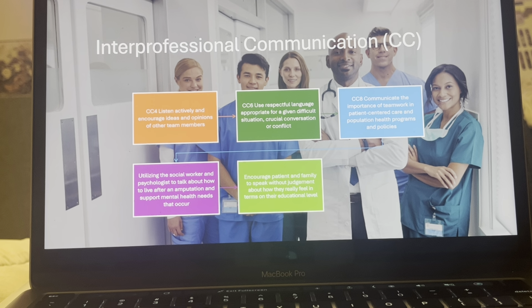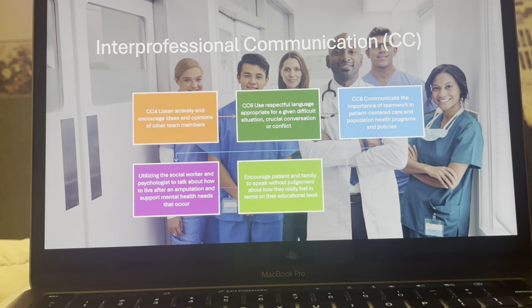We communicate in CC8 the importance of teamwork and patient-centered care and population policies. We encourage the patient and family to speak without judgment, how they really feel in terms of their educational level. You're not going to do any good using big old words that they don't understand. So we all need to get together and talk about what has worked for him. Maybe look through his history, see if he did see maybe a diabetic educator in the past.